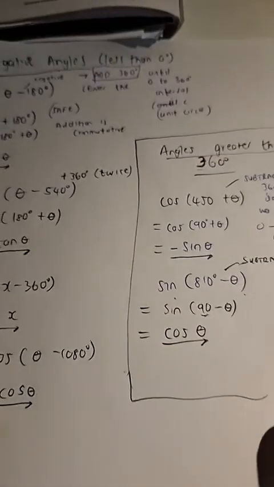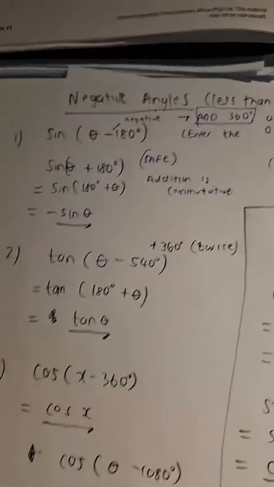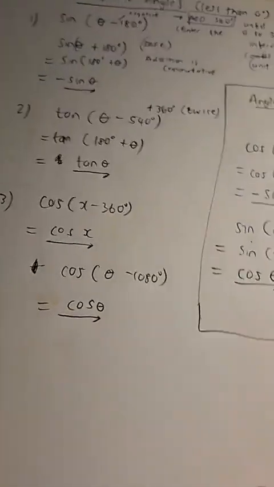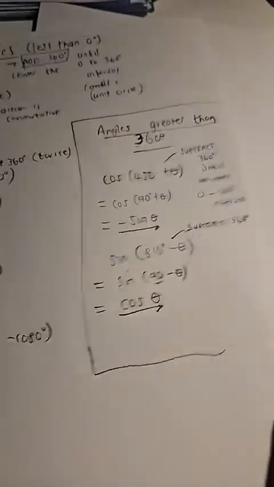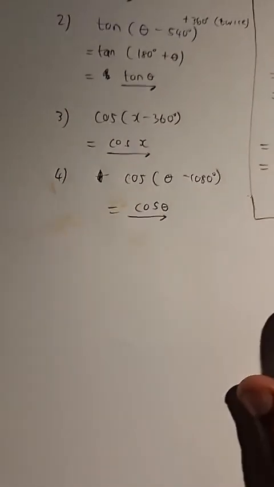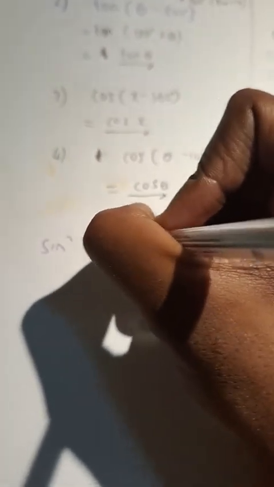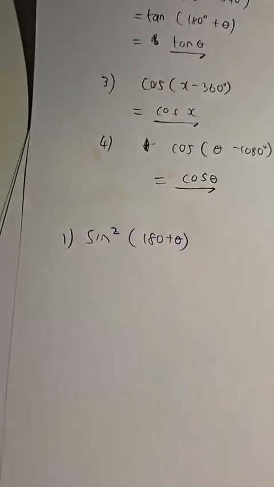Okay, so guys, that is negative angles and angles greater than 360. Hopefully you guys have been able to really appreciate those and appreciate them well. Something else I want to look at very quickly whilst we are still at this.